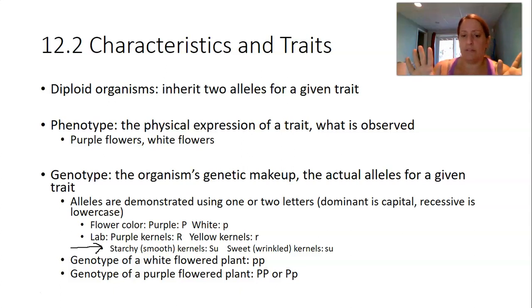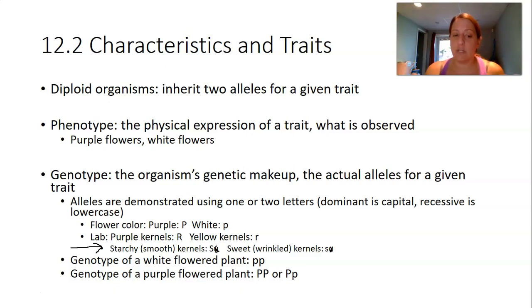Just use the letter S. Let's make life a little bit simpler. The U being there confuses students sometimes. So for starchy, get rid of this. You're just going to use S, and the same thing for sweet. You're going to use S. And starchy is dominant to sweet, or we could say smooth is dominant to wrinkled. And so for your smooth starchy alleles, you're going to have the capital letter S. And for your wrinkled sweet alleles, you're going to have a lowercase letter s.